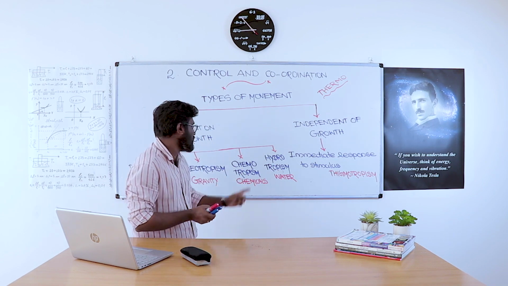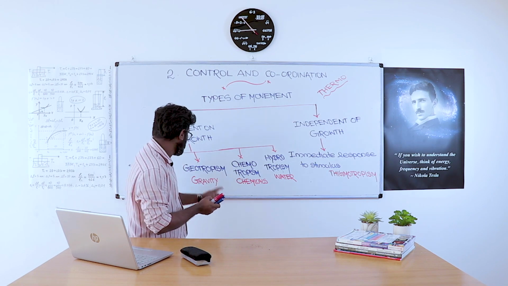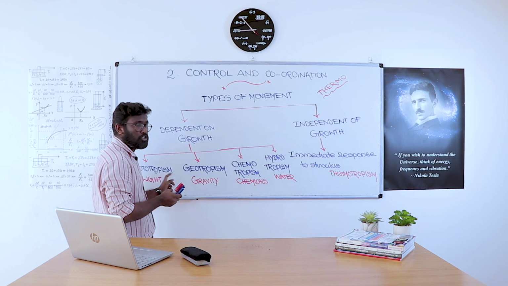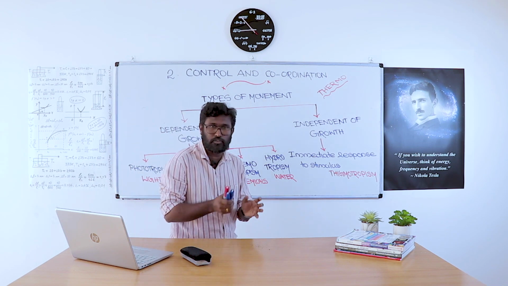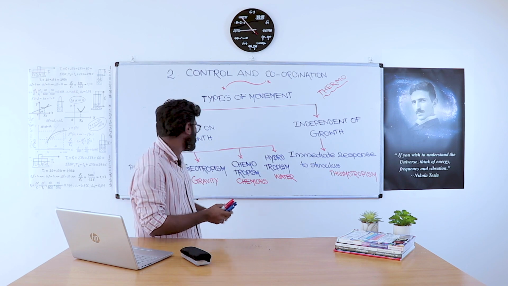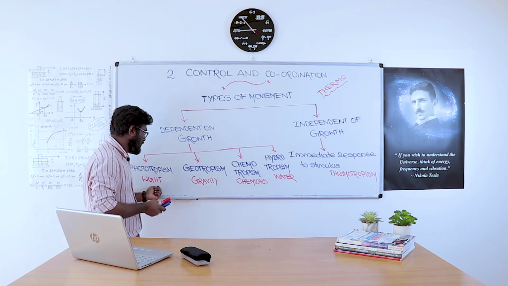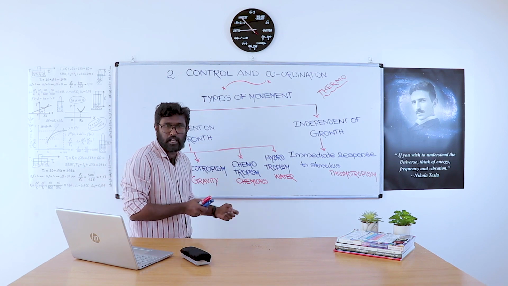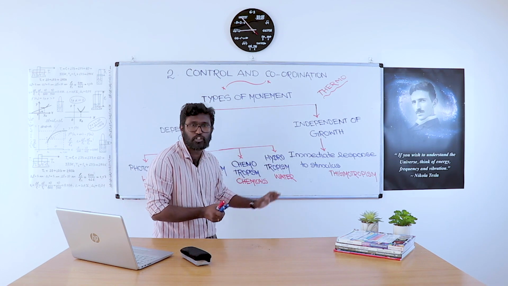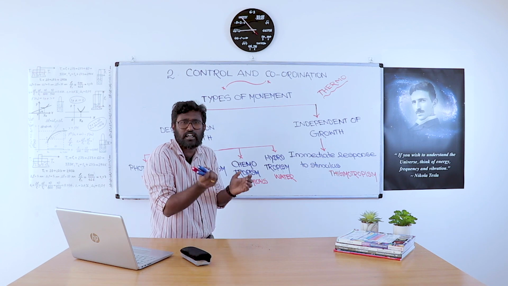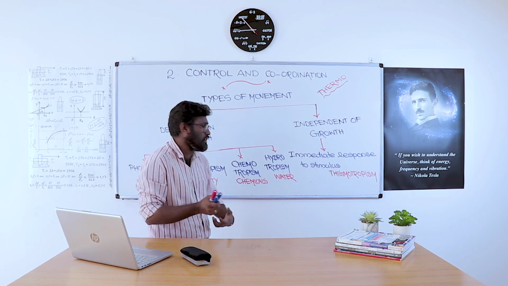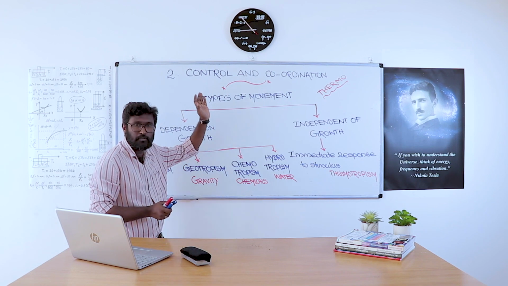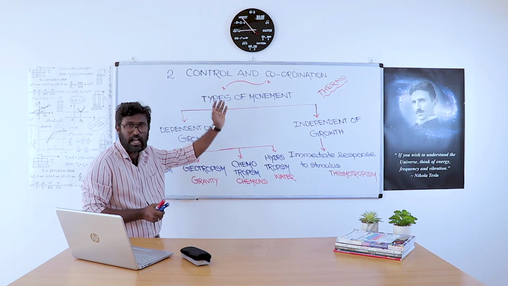Chemo means chemicals. Chemotropism is simply related to chemicals. Geotropism is simply related to gravity. And finally, phototropism. Photo is related to light, as we all know. So phototropism is related to light, geotropism to gravity, chemotropism to chemicals, and hydrotropism to water. We want to discuss what is meant by phototropism, geotropism, chemotropism, and hydrotropism.